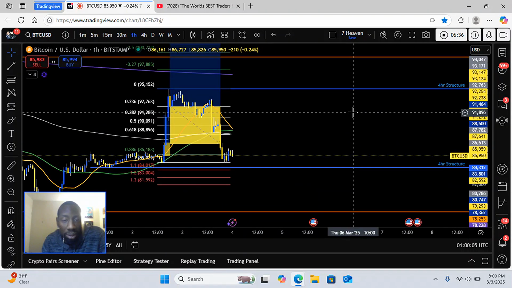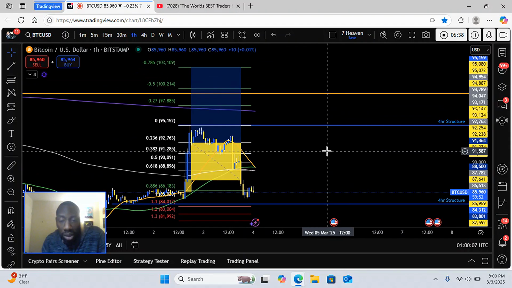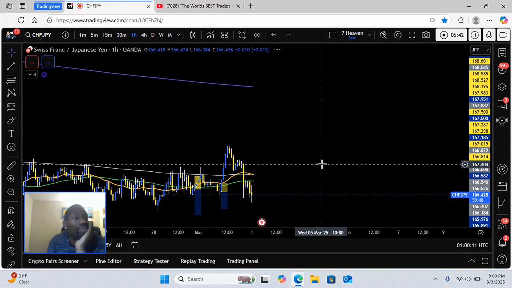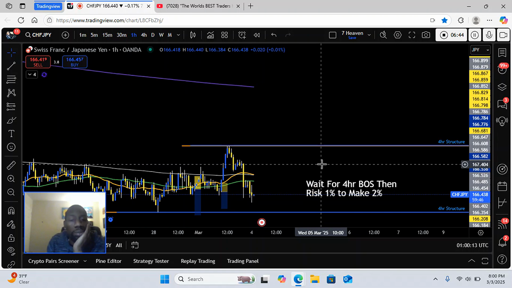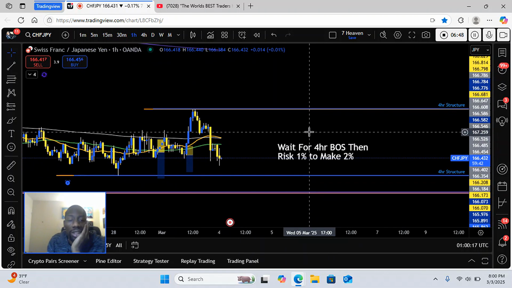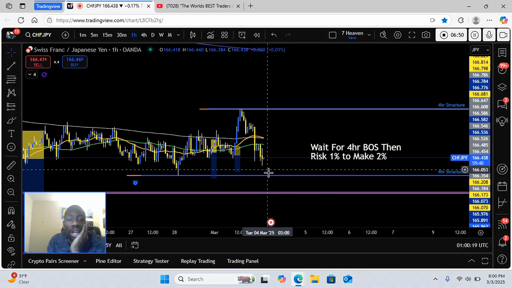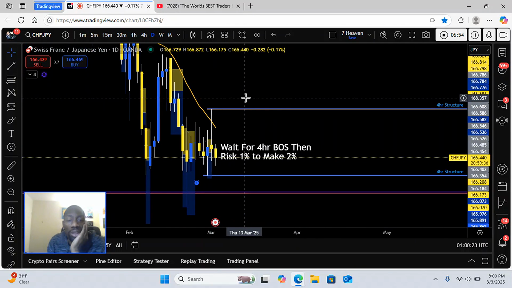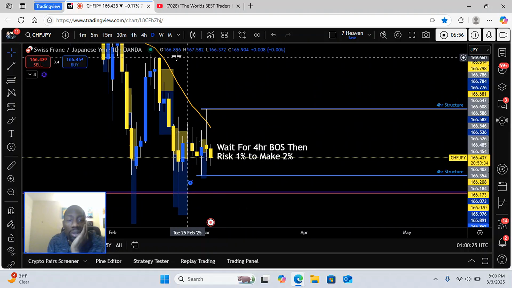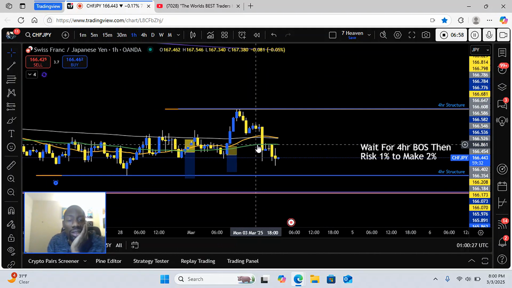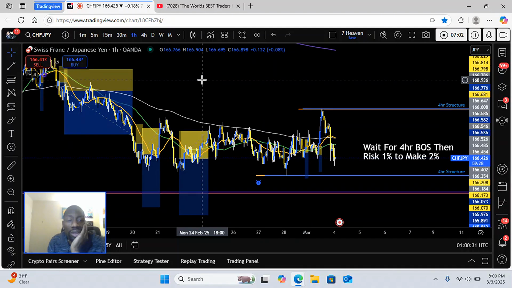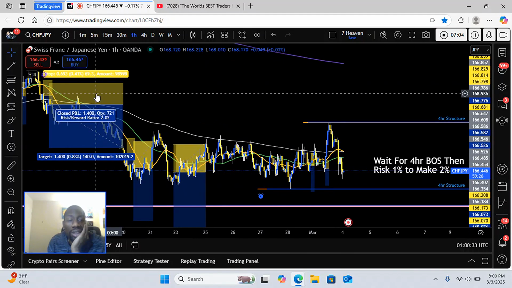Bitcoin. We're just waiting for continuation, but it looks like it'll break that 1 hour structure right there. Not really trading it, by the way. Risking 1% to make 2% here if we break that 4-hour breaker structure. And that will also break the daily structure too as well. And things will go down as we continue.